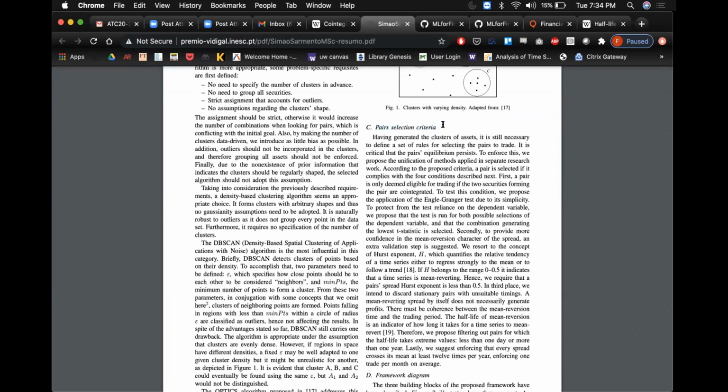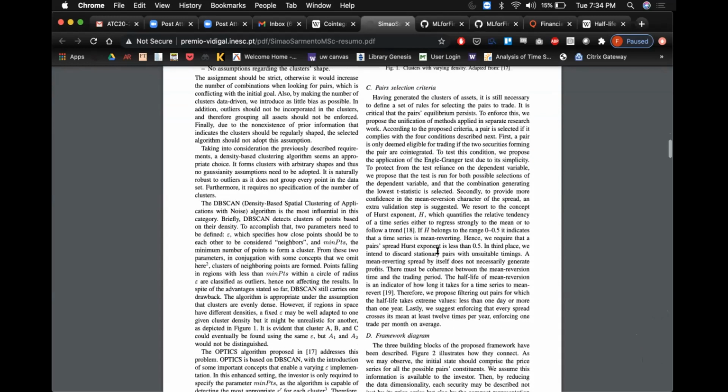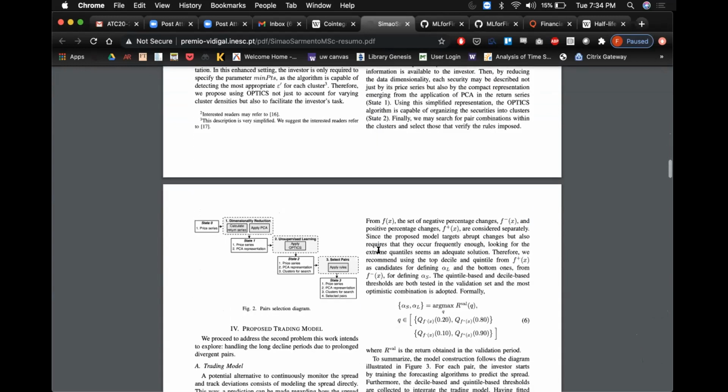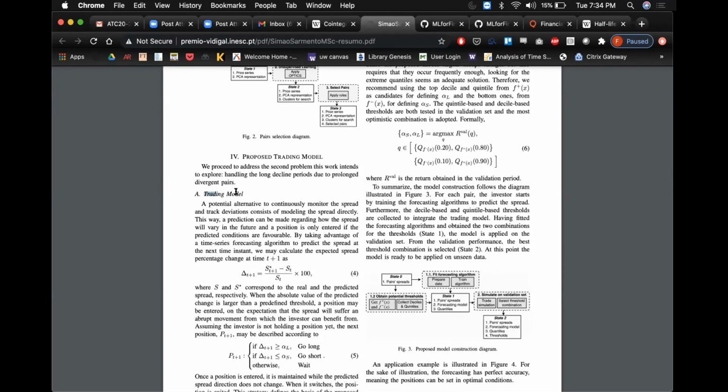And then part C is the pair selection criteria, where it goes over the Granger test, the Hurst exponent, as well as the half-life and the number of times that it crosses the mean. And then the authors go on later to propose a trading model that you can use these spreads to forecast. They have some crazy good results, but I was just implementing the first portion of the pair selection process.